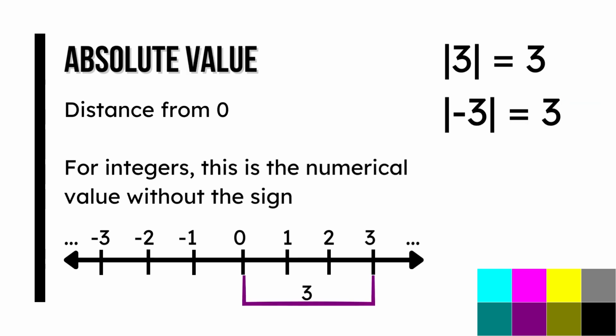One of the things you will need to know is what an absolute value is. So the absolute value of a number is its distance from zero. For integers, this is a numerical value without a sign. Like for example, -3, you take the absolute value, it becomes 3.